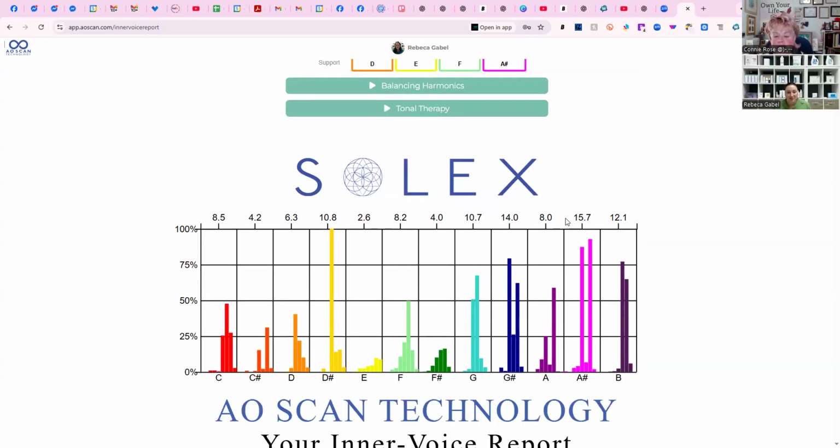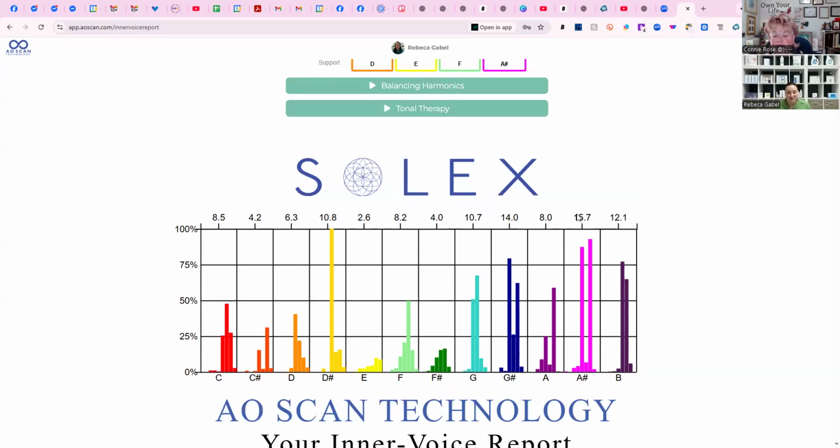Now, I want to point something else out about the chart. You could see the top three are over here, but the highest one was just this one octave, but overall it didn't make a difference, because overall it's still balanced.